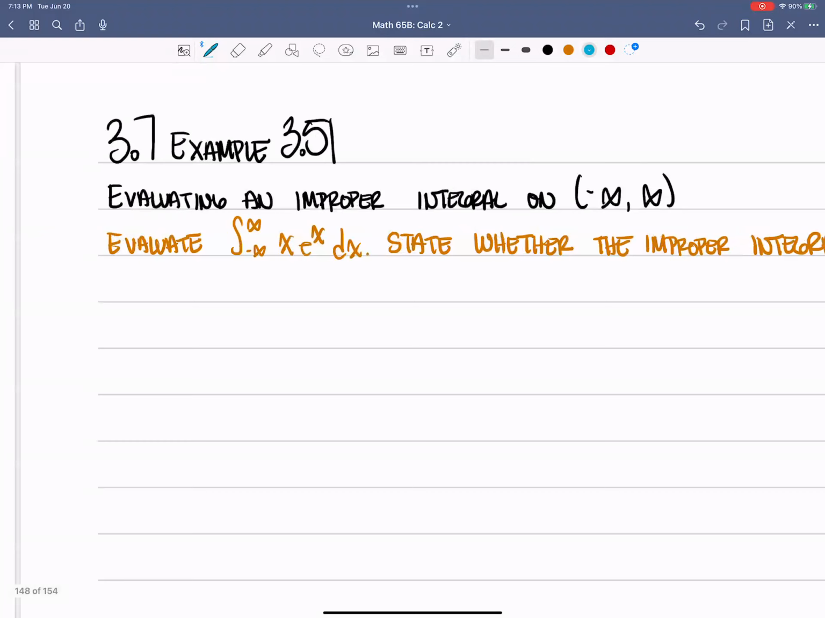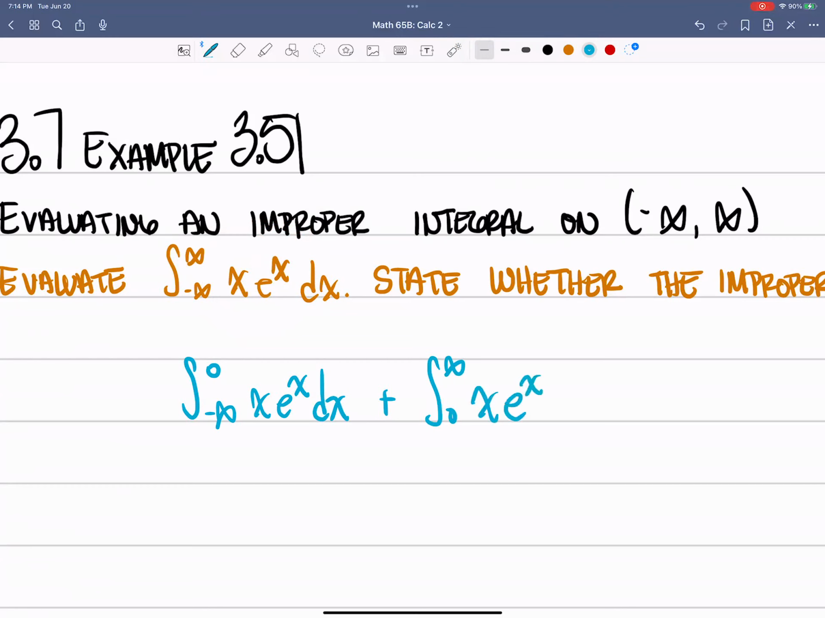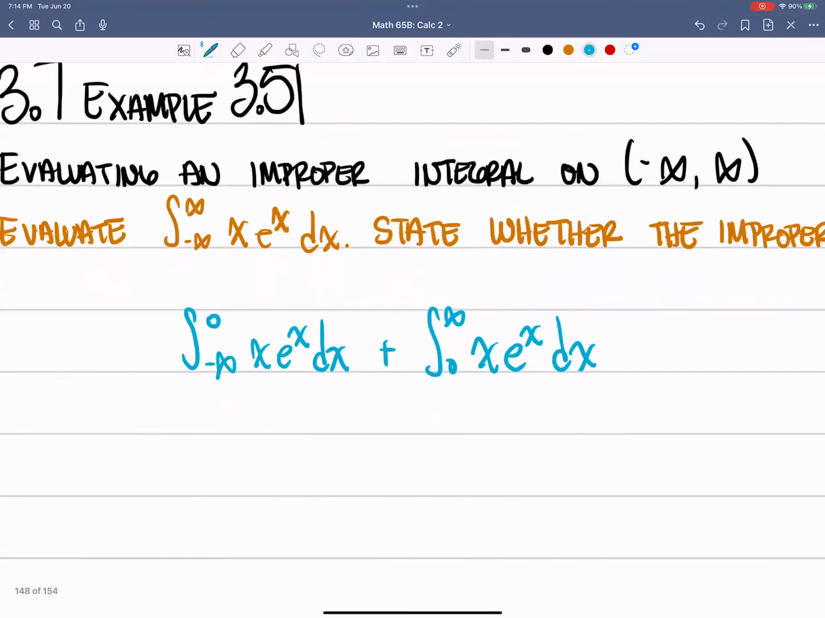We could definitely go from negative infinity up to a, plus from a to positive infinity. But let's just choose a, because we are continuous on the entire graph here, so all real numbers are eligible. So what we're going to do is just integrate up to 0. We'll say from negative infinity to 0 of x e to the x dx, plus from 0 to positive infinity of x e to the x dx.